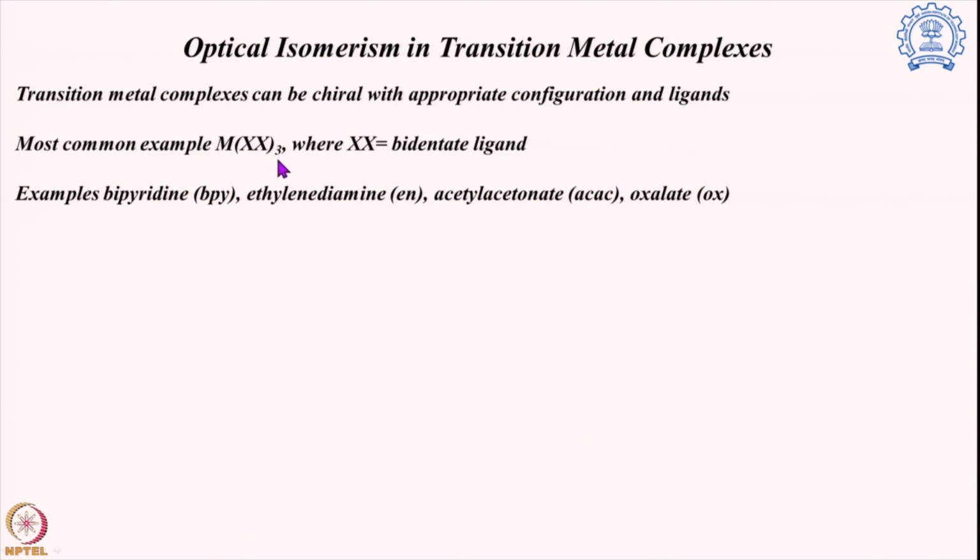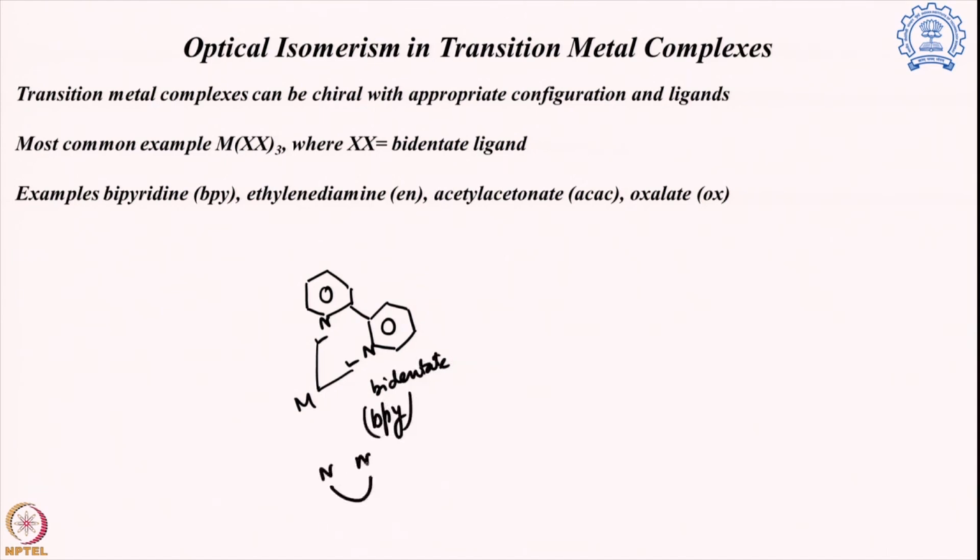So altogether it has 6 coordination, and each ligand gives 2 coordination. Examples of such bidentate ligands are given here. One of them is bipyridine, which is 2 pyridine molecules connected to each other in this way, where these 2 nitrogens can come and bind with the metal, so it gives a bidentate ligand. This is known as bipyridine, in short BPY, and generally we write it this way, which shows that it is a bidentate ligand.